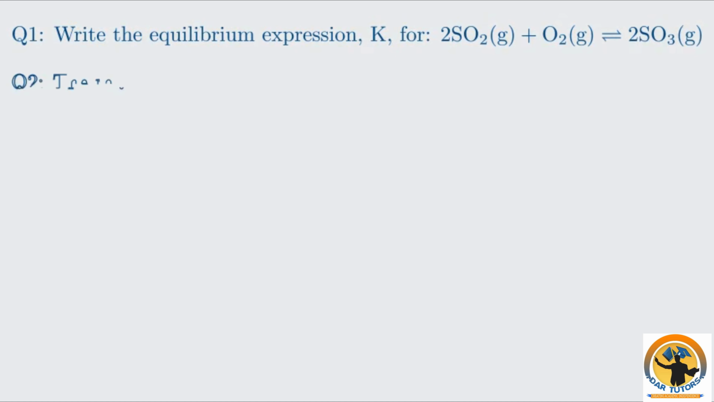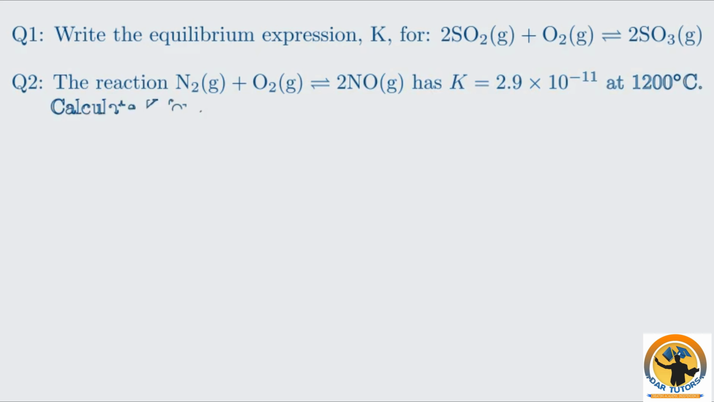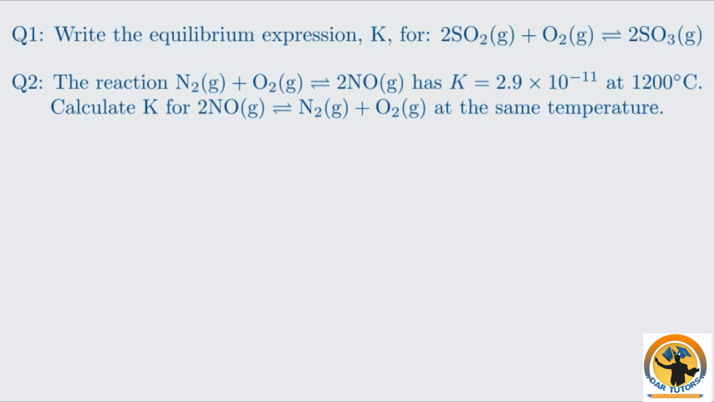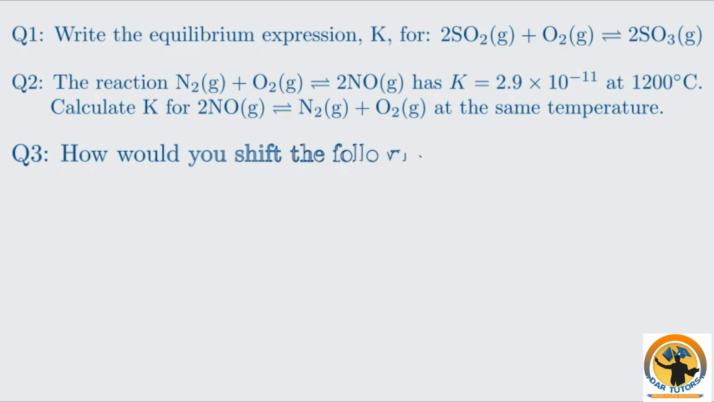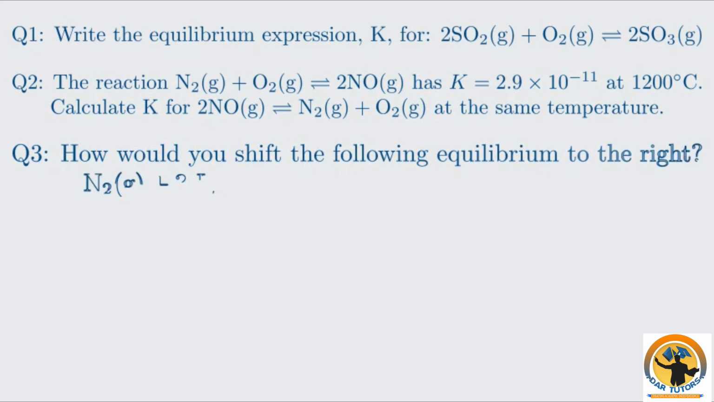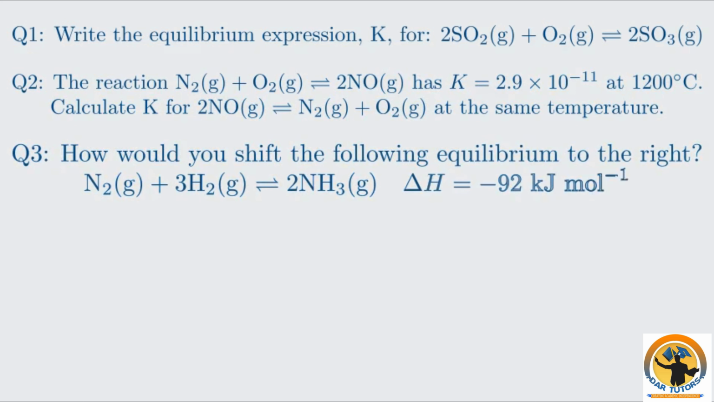Question 1 asks for the equilibrium expression for the reaction of sulfur dioxide and oxygen. Question 2 gives you K for a reaction and asks for K for the reverse reaction. Question 3 is a Le Châtelier's principle problem. It asks how to favor product formation in an exothermic reaction.